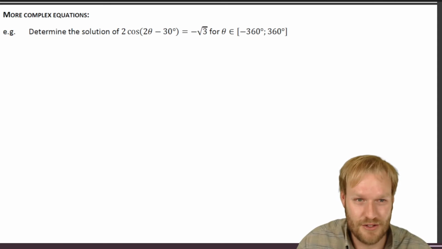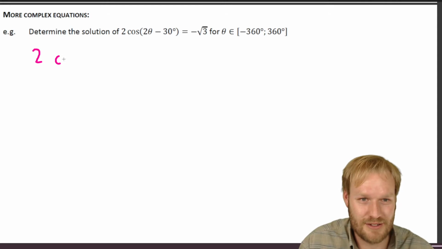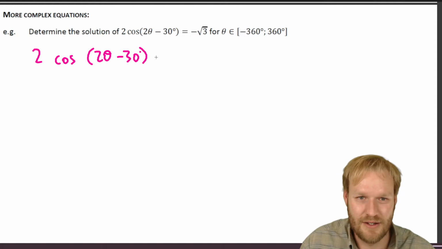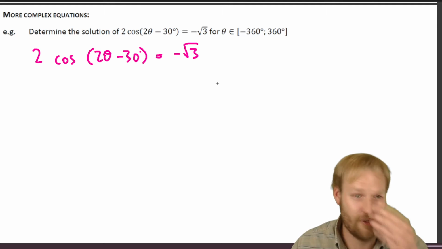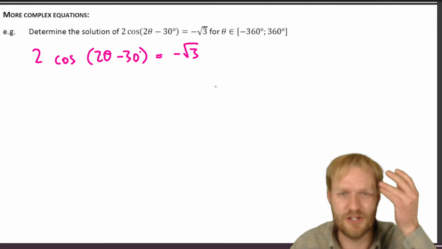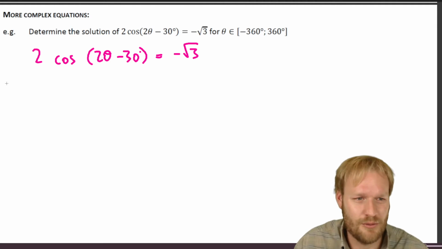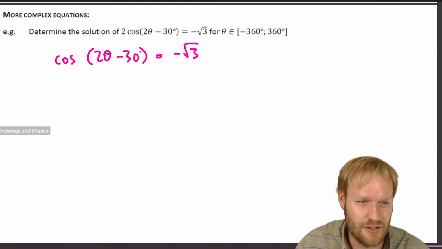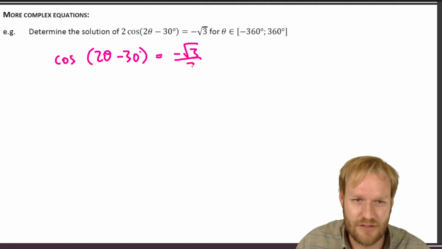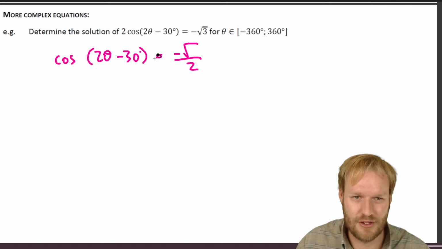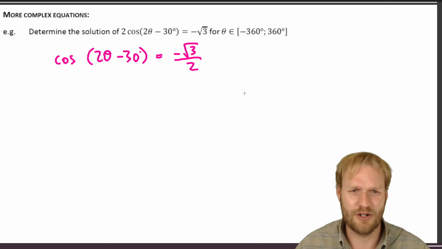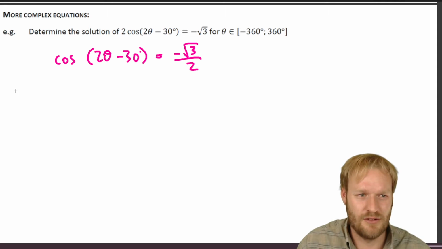I'm going to rewrite it because I want to see it here: 2 cos(2θ − 30°) = −√3. First step for our equation: we want to divide both sides by 2. So divide by 2 and divide by 2. At least we've got cos, and this −√3 over 2 looks a little bit more familiar. So there we go, we've got cos, and then next step.